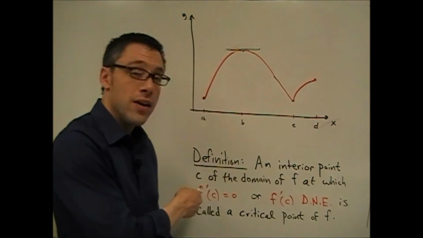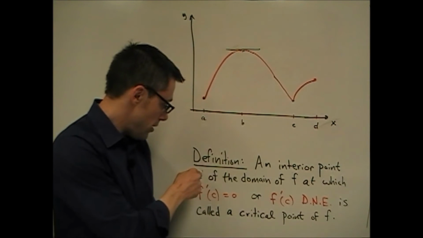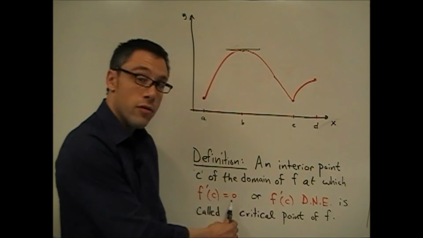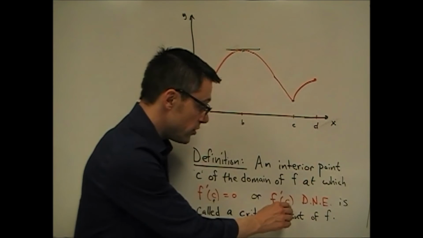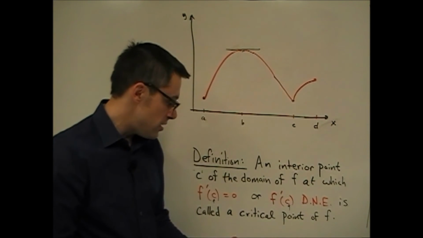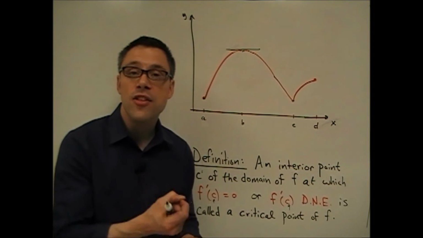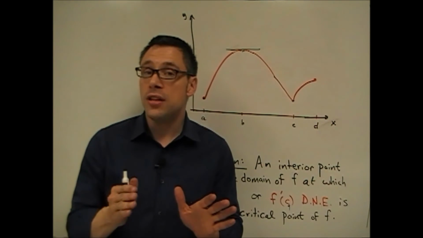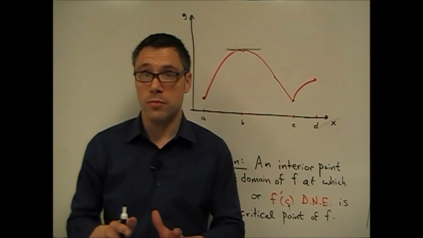Okay? So here's my definition. An interior point, c, that is a point of the domain of f at which the derivative is 0, or the derivative does not exist at that point c, is called a critical point of f. It's a point that's in the domain of f. But again, a critical point does not guarantee that it's a transition point. What we're looking for, of course, is transition points.